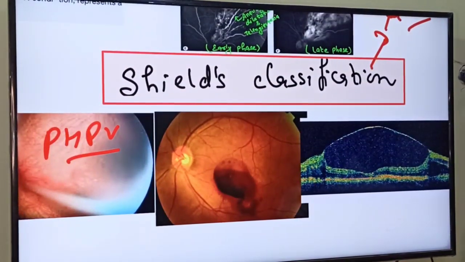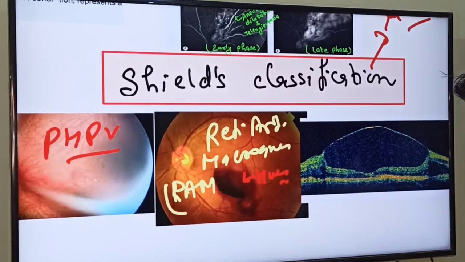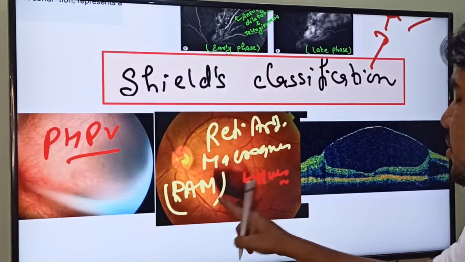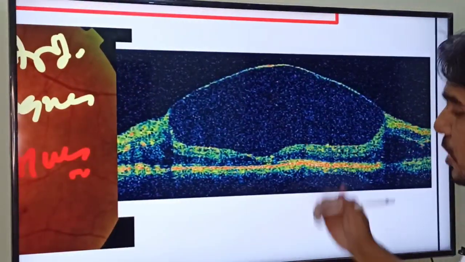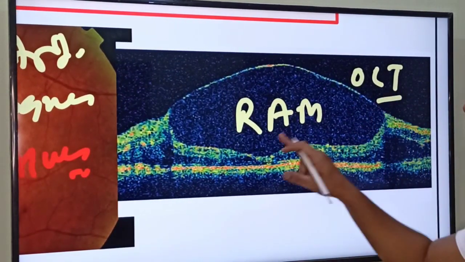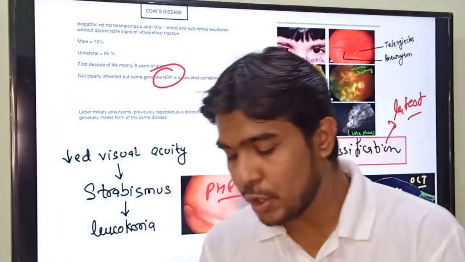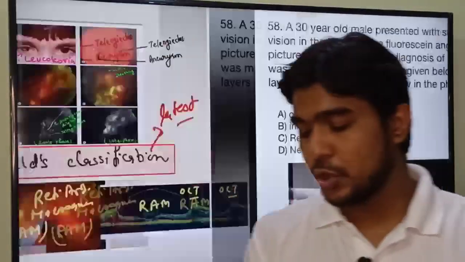This picture, you can see this vitreous hemorrhage. This picture is retinal artery macroaneurysm, RAM. And what is this? This is the OCT of RAM. So these are the photos that can be asked in the examination. If you remember, it will be beneficial for you.